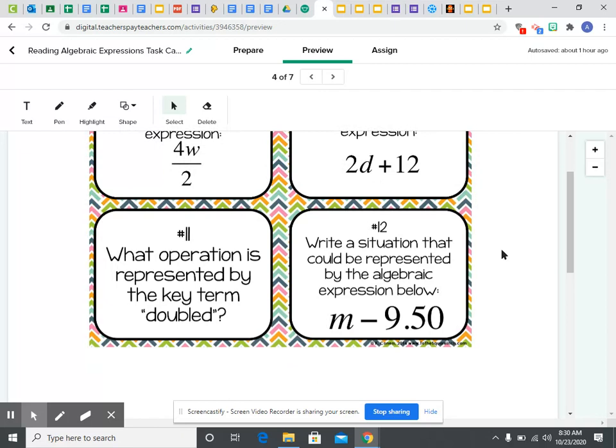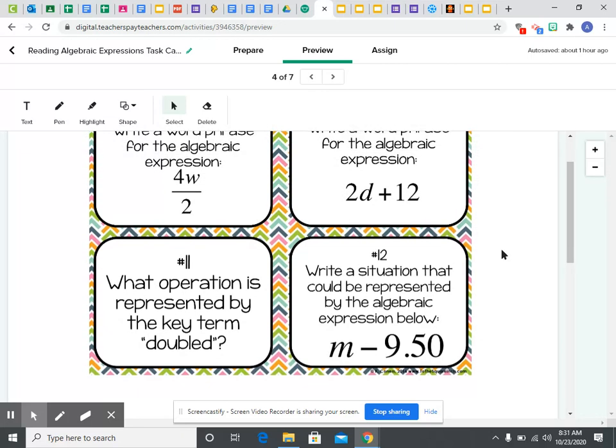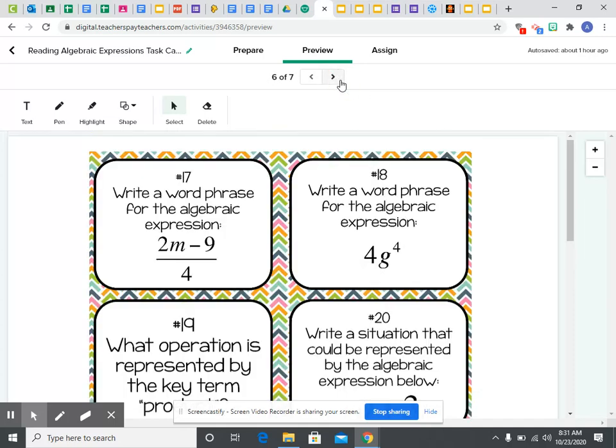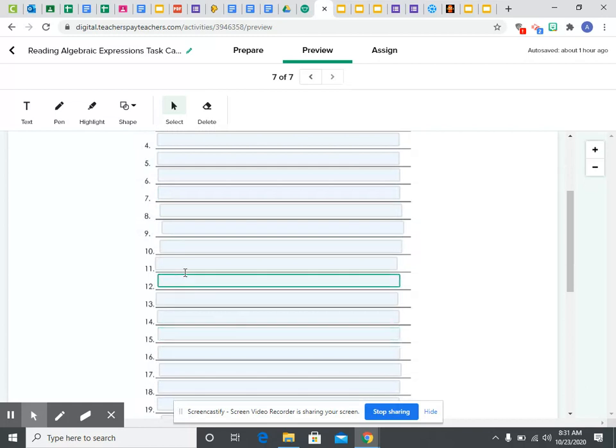Okay. Let's look at number 11 on page 4. What operation is represented by the key term doubled? So if you're doubling something, what operation am I using, Addison? Multiplication. So number 11 would be multiplication.